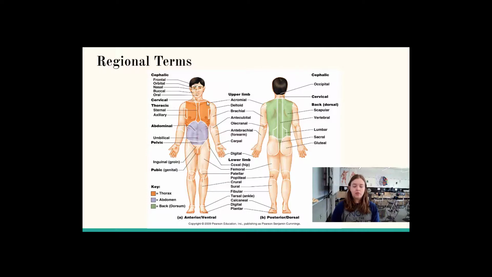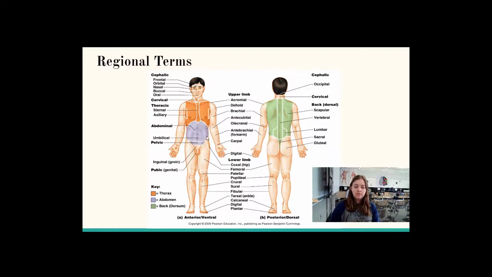Then we're going to bounce over to the abdominal region, which is all your stomach, we say. Your belly button is specifically called your umbilical region, and then inferior or below that is called your pelvic region. Even more inferior to that, near the genitals, is the inguinal region, where your groin is, and the pubic or genital region for that area. Now we have our wrist and our hand. Your wrist is referred to as the carpal region, and your digits or your fingers are your digital region.